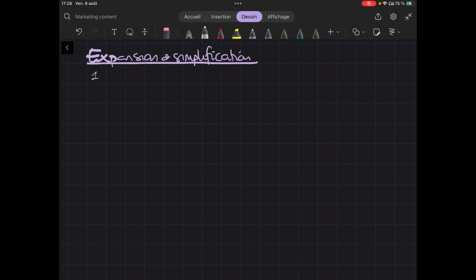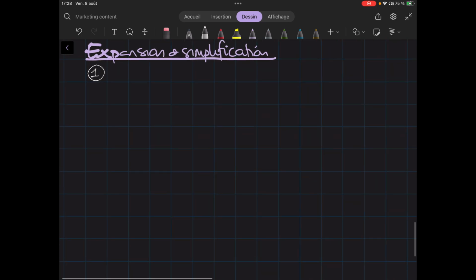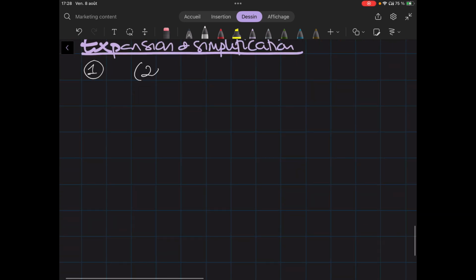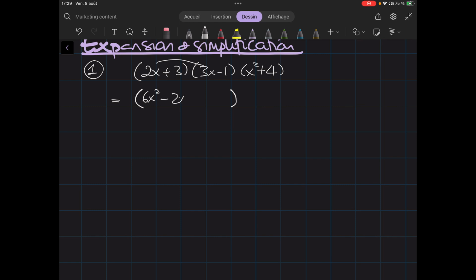So, question 1. Expand 2x plus 3, 3x minus 1, x squared plus 4. You can use any method you want. You can use the grid method, or you can just expand terms one by one. So, let's multiply the first 2 terms. 2x times 3x. 2x times negative 1. 3 times 3x. 3 times negative 1.